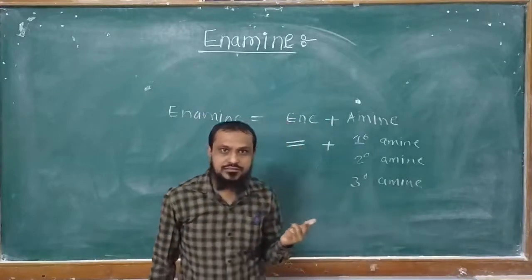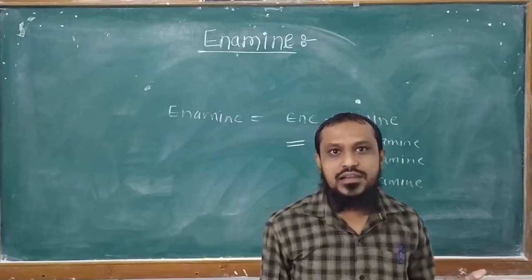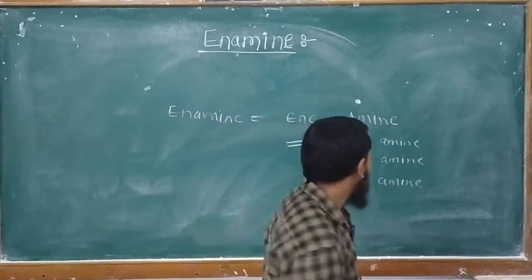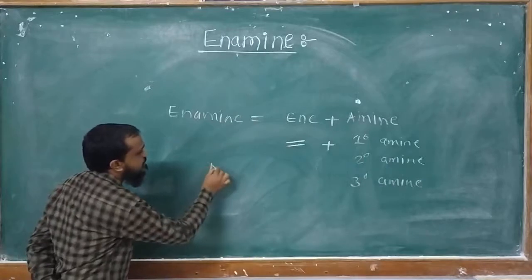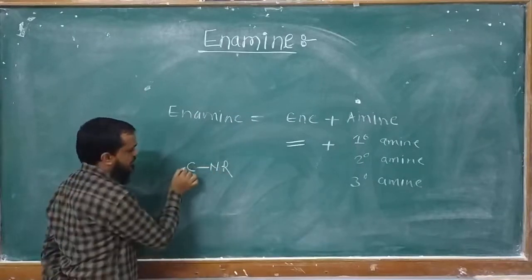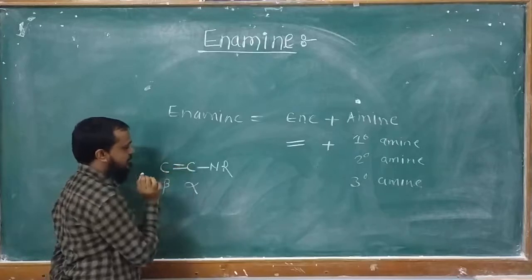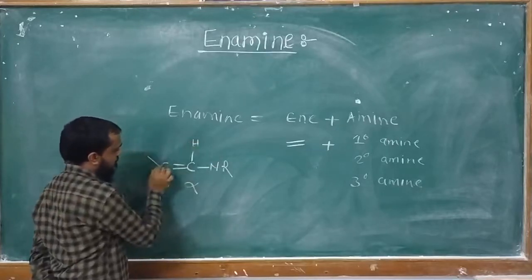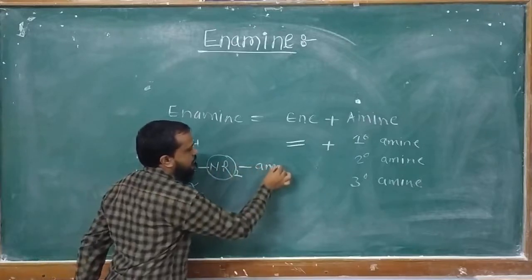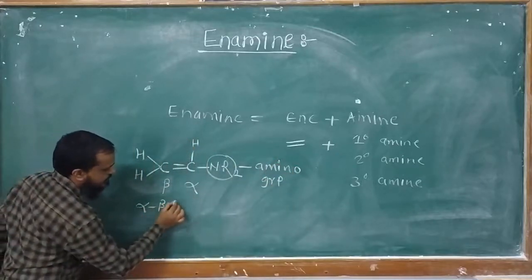Our second point is enamine are the alpha beta unsaturated compound. Now see here, this is our functional group, amino group. This carbon is called as alpha and this carbon is called as beta. And the unsaturation is present between alpha and beta. This is our amino group, and this is alpha beta unsaturated.